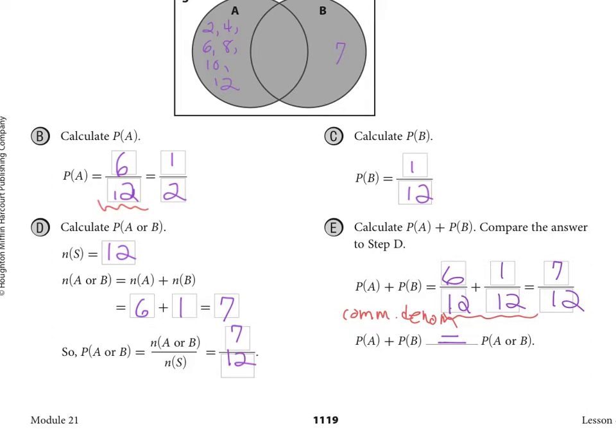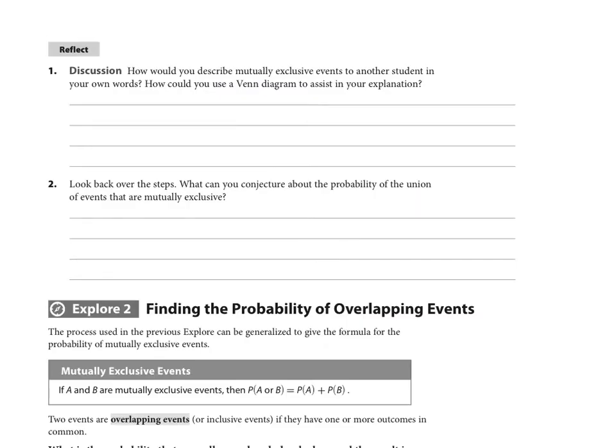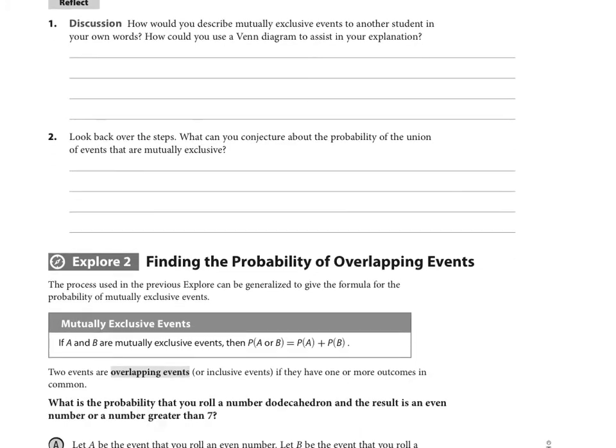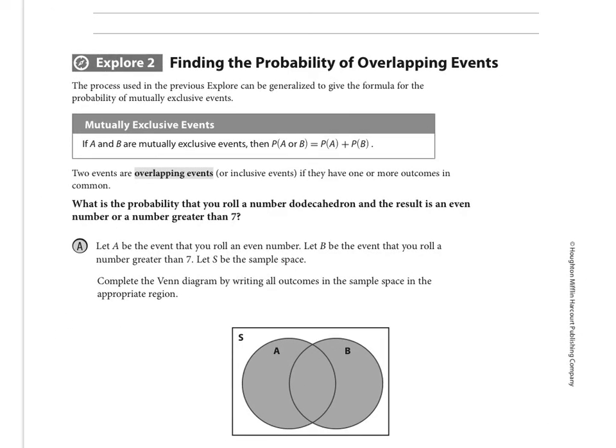So we're headed towards a pattern for mutually exclusive events when we are able to calculate their probabilities. Let's go to the next page. On the next page, in Explore 2, we definitely have a definition here. If the events A and B are mutually exclusive, then the probability of one or the other is very simply just the probability of each of them added up. This is what we call the addition rule.